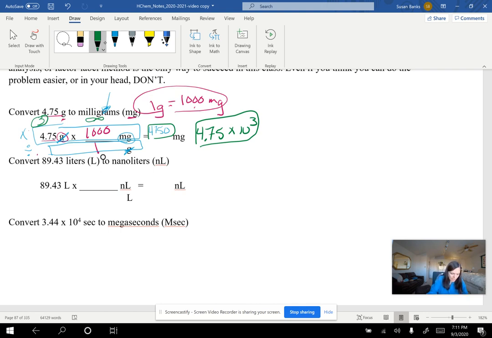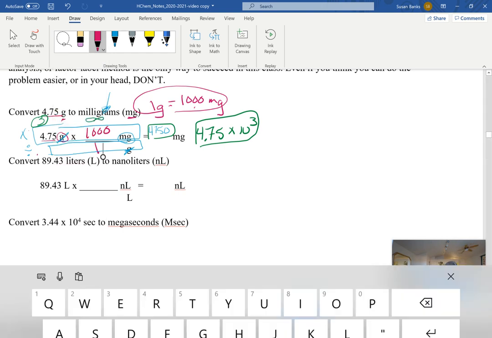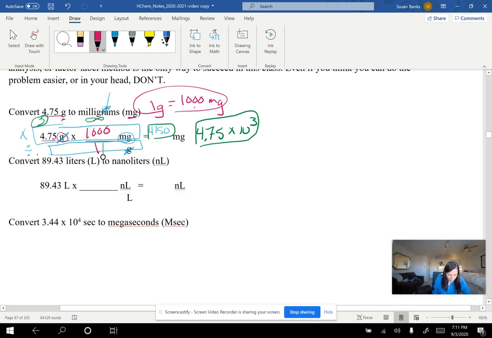Okay, next one. Let's look here. So our next one, we have 89.43 liters, and we want to go to nanoliters. The thing that I have to remember is, what is the relationship between liters and nanoliters? So my relationship, if I remember, nano was 1 billionth. So that means I will have 10 to the 9, or a billion nanoliters in 1 liter. That is going to be my equivalence.